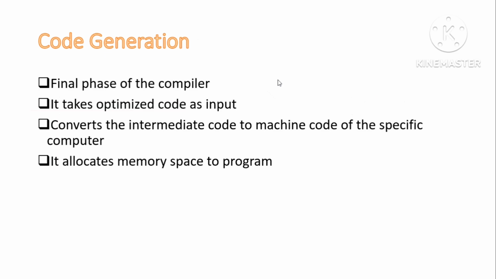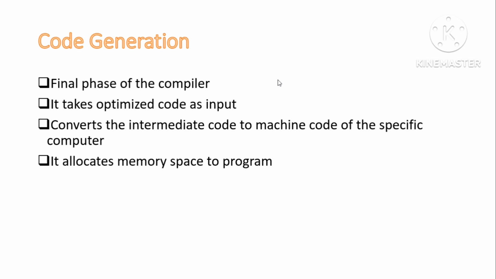And the final phase is called code generation. So what is code generation? We take the optimized code as an input. Now this intermediate, optimized code will be converted to machine code or a low level language which is specific to a computer processor. So it allocates memory to the program. In other terms, it allocates memory to the data in the form of registers and then it gets executed.